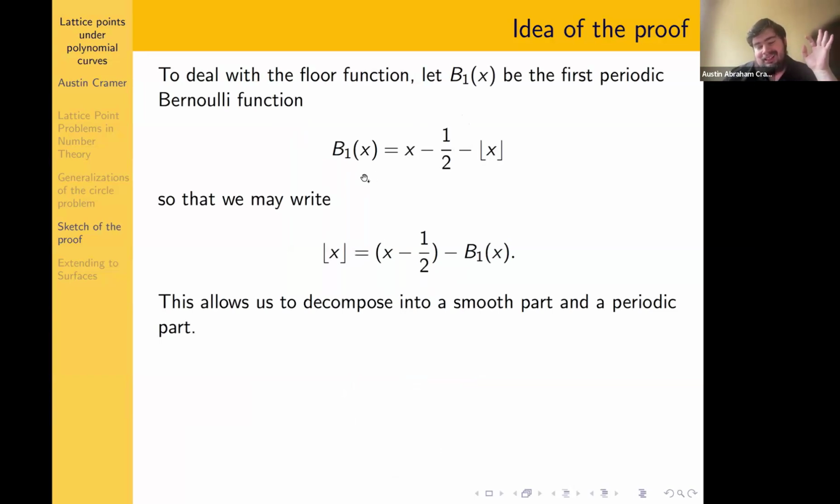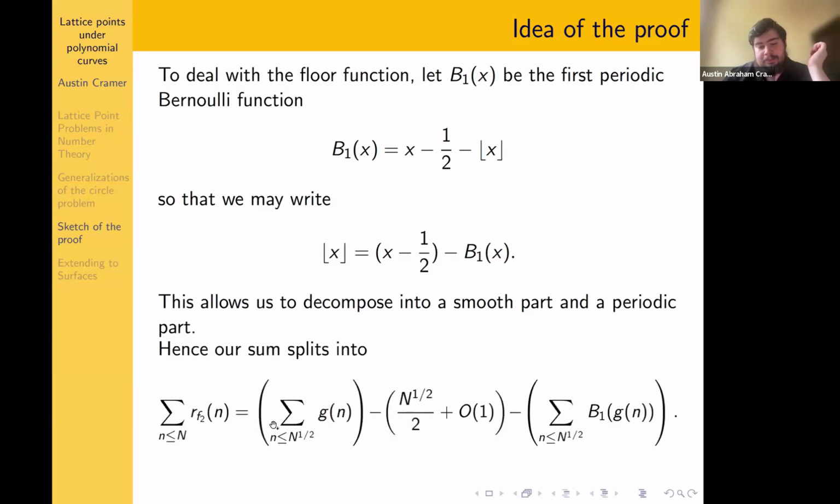And so when we look at this, we can rearrange our floor into x minus a half minus the first periodic Bernoulli function. And the reason this is nice is it splits the floor function up into a smooth part. x minus 1/2 is really nice, well-behaved, smooth, and linear. And so we have all sorts of techniques from calculus and analysis to deal with that. And then this periodic part, this b1 of x, we have all sorts of techniques from Fourier analysis to deal with periodic things.